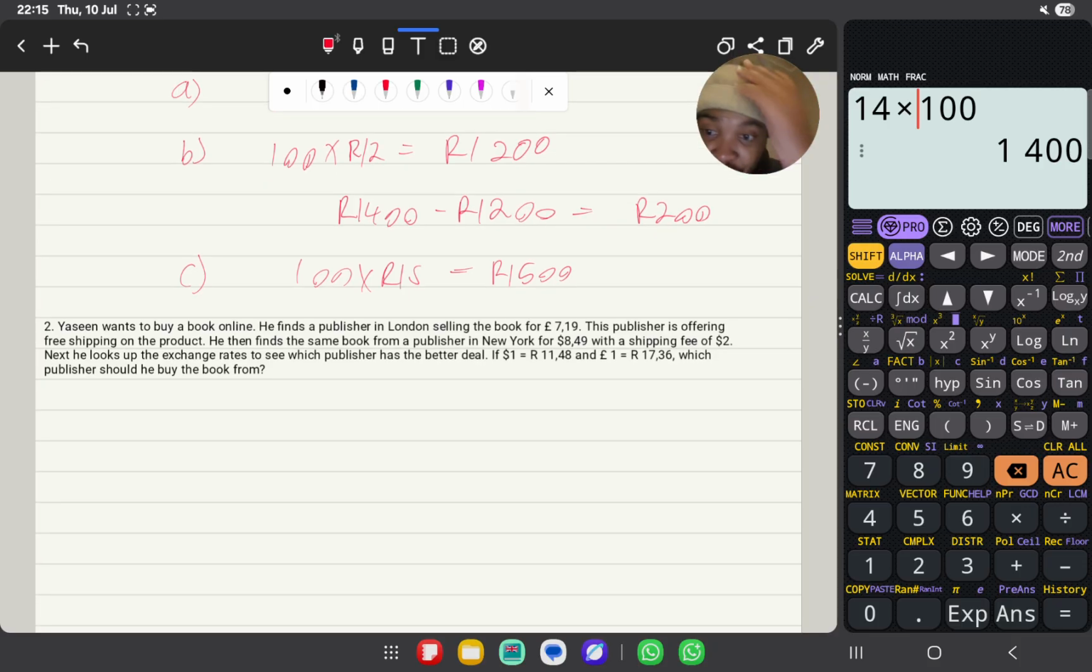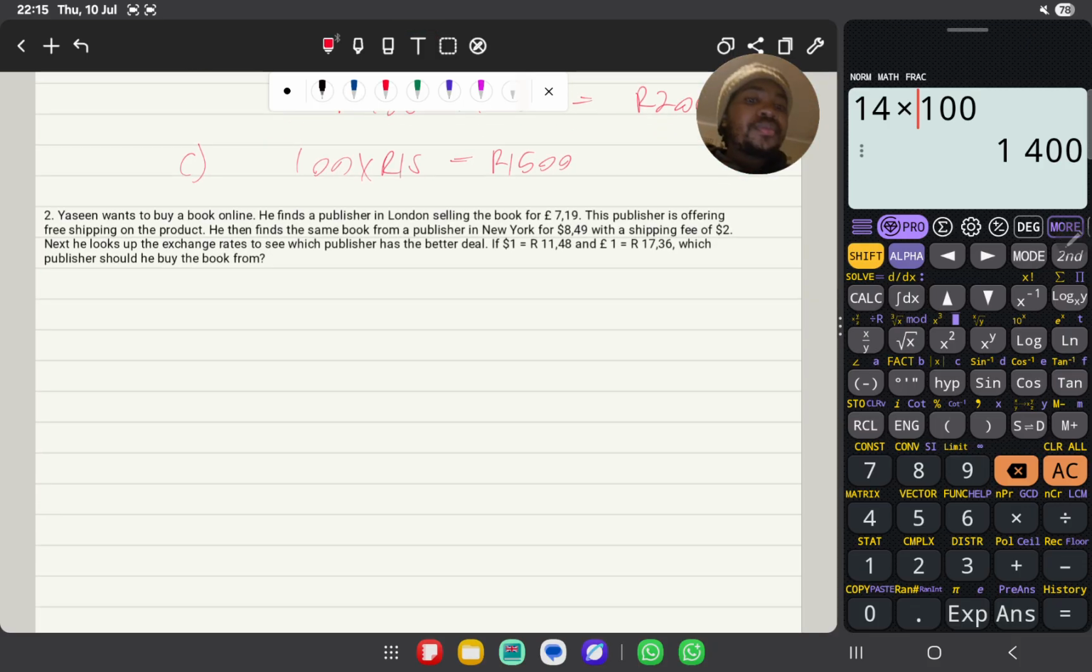Let's do the other one. So this one, Yassim wants to buy a book online. He finds a publisher in London selling the book for £7.19. Okay.